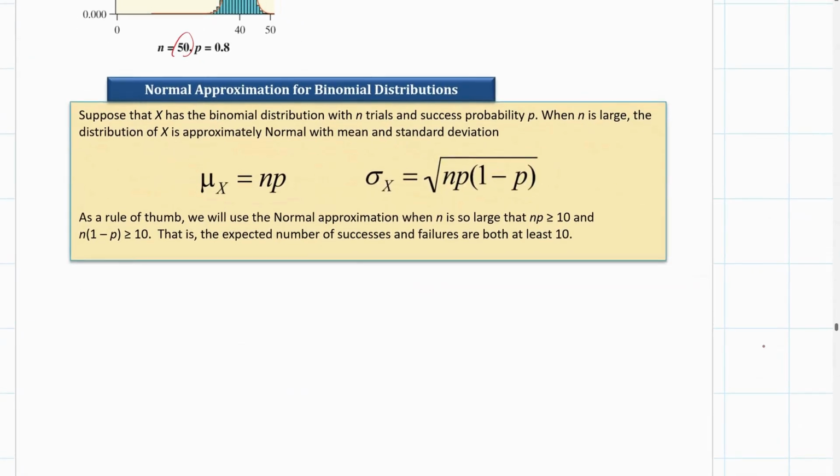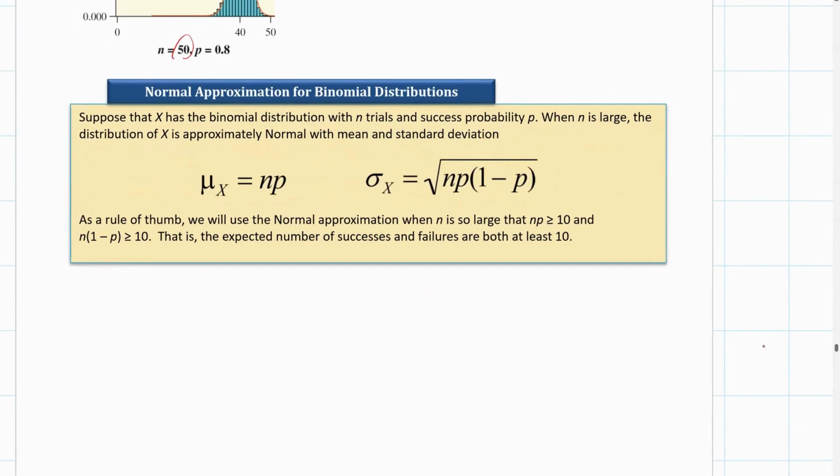It says, suppose X has a binomial distribution with n trials and probability of success P. When n is large, when the sample size is large, the distribution of X is approximately normal using the same mean and standard deviation formulas that we used before. This only works though if n is large enough. And we're going to say for the purpose of our class that n times p has to be greater than 10 and n times 1 minus p has to be greater than 10.